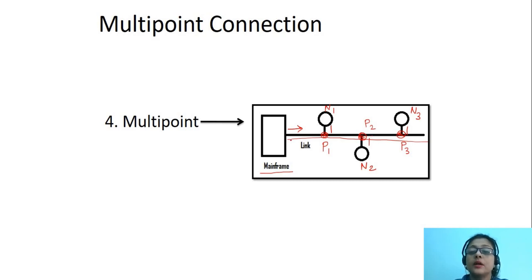Now, there is a particular address to which the data is being sent. Now, if the data is intended for node N3, then even though nodes N1 and N2 receive the data, they can reject it and it can be accepted by node N3.